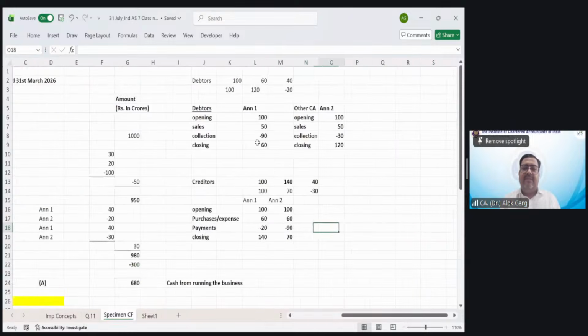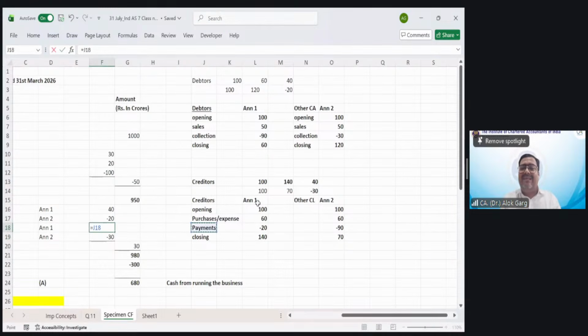Increase in current liability. For example, there is a creditor. Annexure 1 is on creditor. Annexure 2 is on other current liability. So your 100 rupee creditor was there, opening balance. Purchases were made for 60, but you have made a payment of only 20. Your creditor balance has increased. It means you have paid less, means your positive cash flow, right?